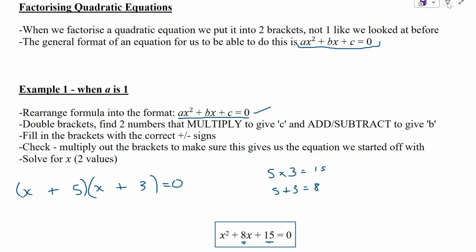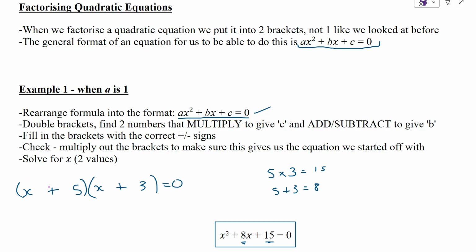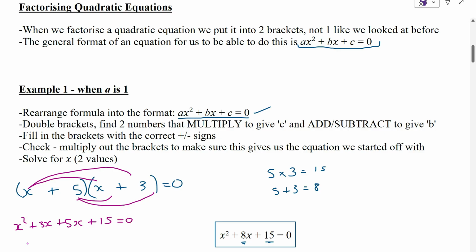And one extra step that we're going to do to make sure that this is correct is we're going to do a check of multiplying these brackets out, and we should get this original equation that we started with. So simply just multiply across. That will give us x squared plus 3x plus 5x plus 15 equals 0. If we simplify, we get x squared plus 8x plus 15 equals 0. So yeah, they match. So this factorizing here is correct.